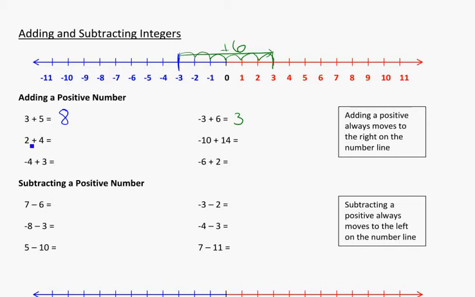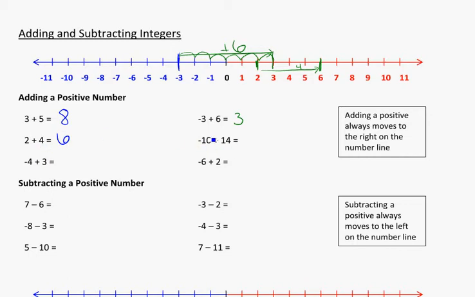So again, looking at another example of 2 plus 4, you can use the number line in the same way if you felt like it, if you needed to, knowing that we're starting at 2, and we'll go up a positive 4, which takes us to 6. So 2 plus 4 is 6. And again, two positive numbers, not too confusing.